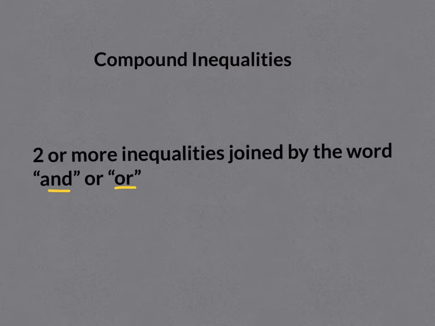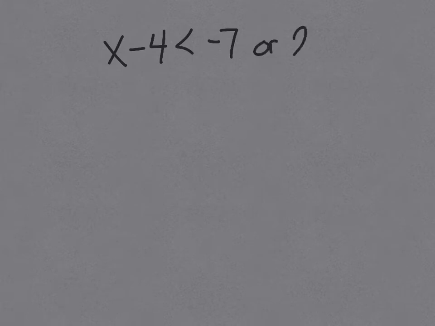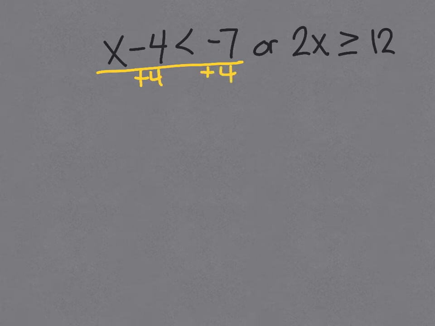All right, so let's look at the first problem, and we're going to be working with the notes. Let's look at number one. We have x minus 4 is less than negative 7, or 2x is greater than or equal to 12. Okay, so we're going to work the first one here. We're going to add 4 to each side, so x is less than negative 3.